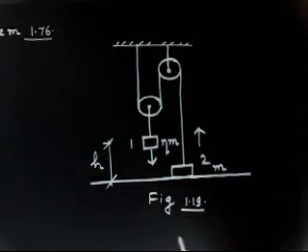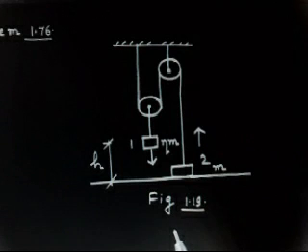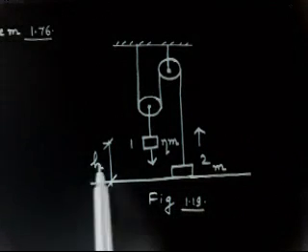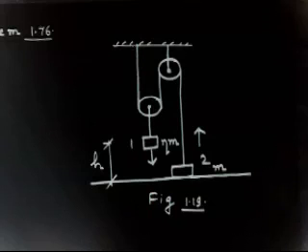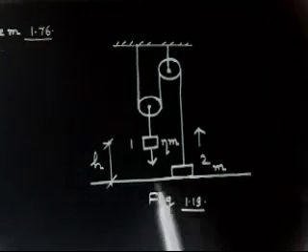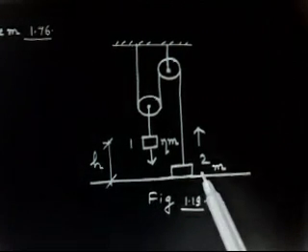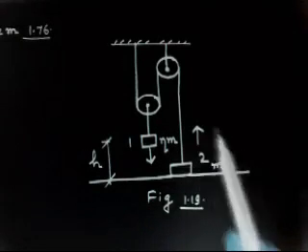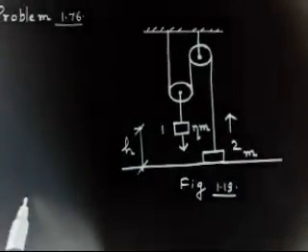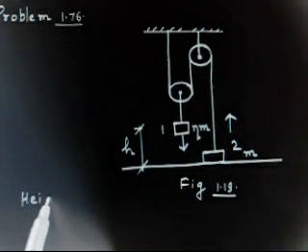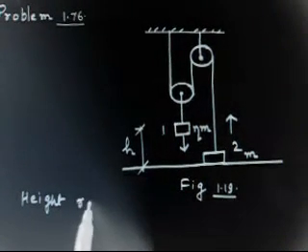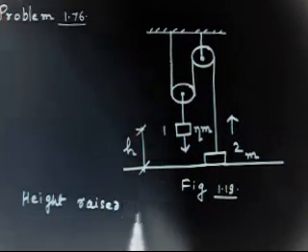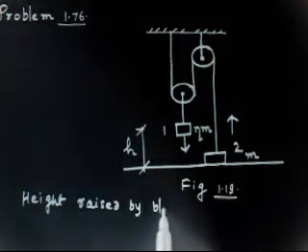Now initially the height of object 2 from the ground is h, that is also given. So this is the h. What is the maximum height that object 2 will rise? The system is released from rest. The question is asking what is the height that will be raised by block 2. So that is the thing we have to find out.